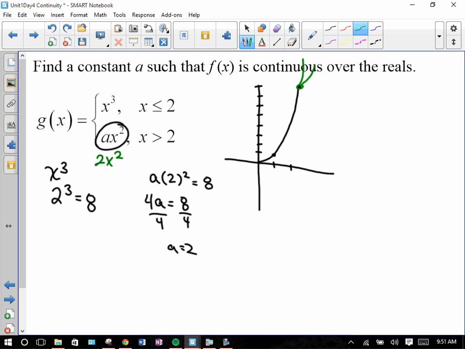So really, there would be a hole there if this just said less than 2. If it didn't say less than or equal to 2, there would be a hole. Okay?